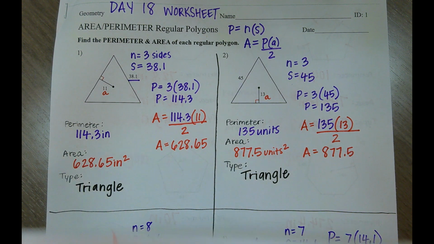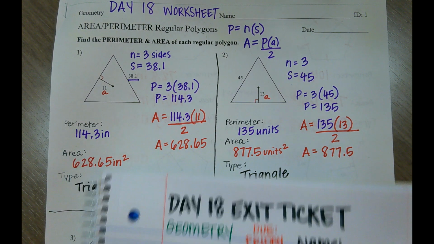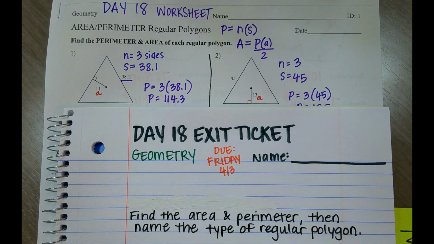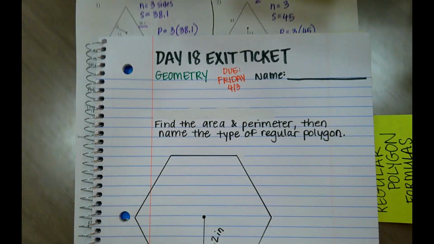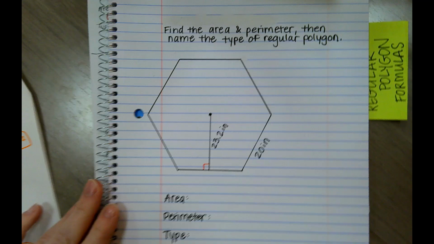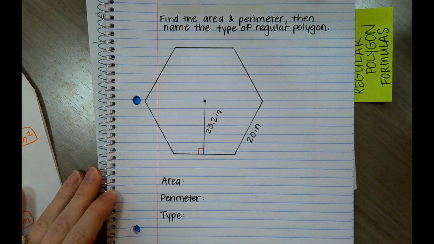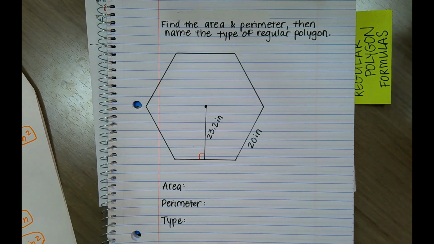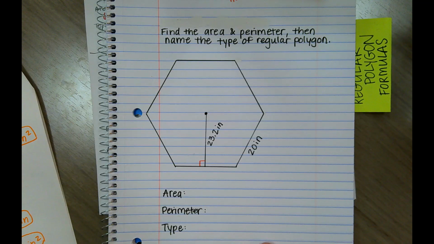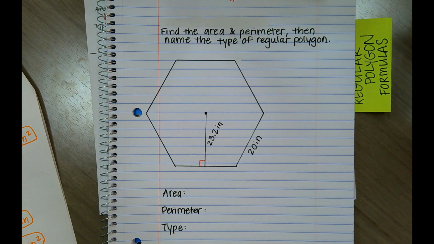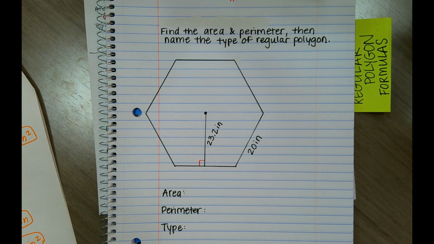So I'm going to flash this exit ticket on the screen. I will make copies of it, but this way you can at least start working on it and then copy your answers onto it. So don't feel like you have to try to draw this. You can work it out though, and I'm going to bring some copies back in here. This is the problem. You'll find the area and perimeter of this shape. Name the type of shape, and that's it. So that's all today. Thank you.